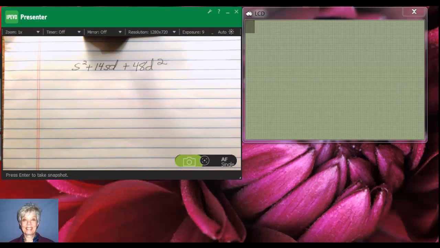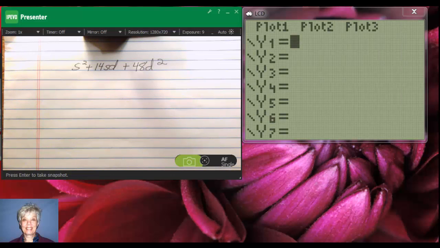Hi there, we're going to do a problem that looks like it would be difficult, but actually it's not. Forget the letters for a minute and just look at the C number and the A number. The A number is 1, so all I have to do is use the C number in Y equals.